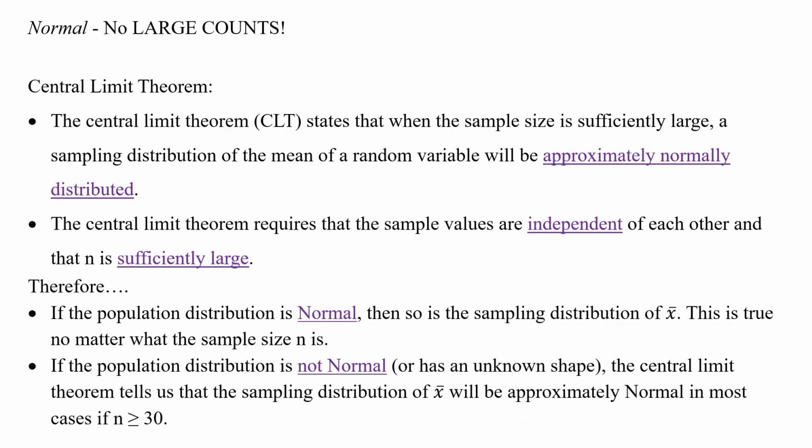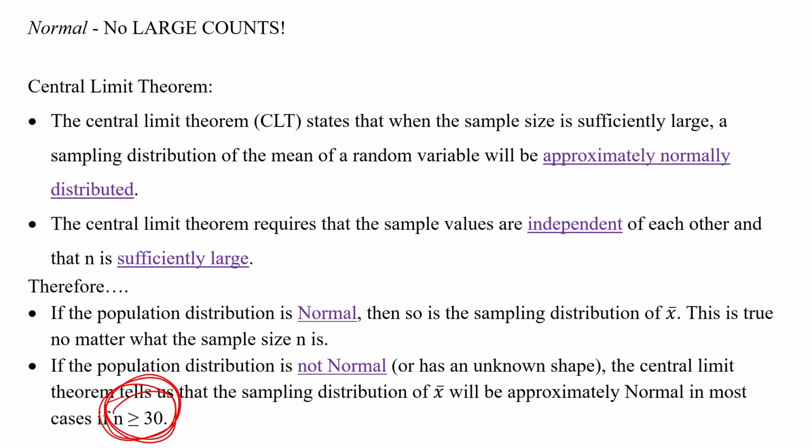If the population is not normal, or in a lot of cases it has an unknown shape, we're just not quite sure what it's looking like, the central limit theorem will kick in and tell us that it will be approximately normal as long as n is greater than or equal to 30. And that's going to be our rule of thumb in AP statistics. And for a lot of inferences, it usually is n greater than or equal to 30.